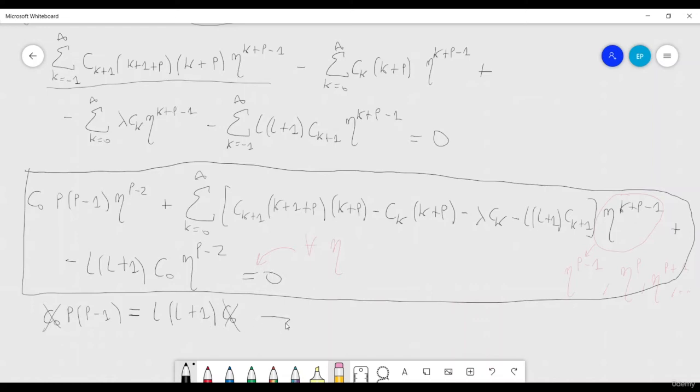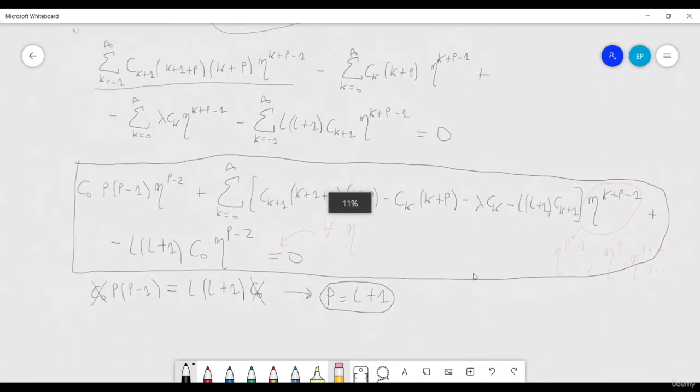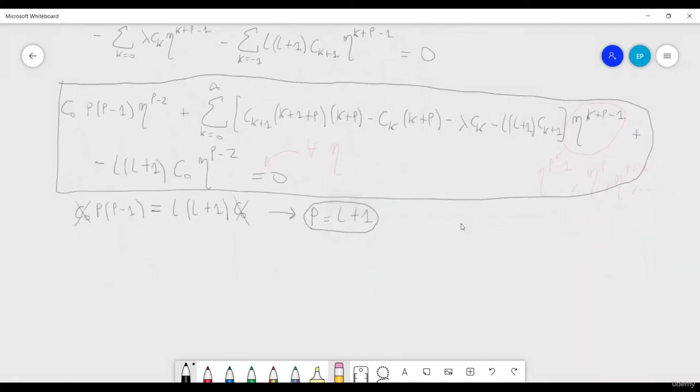But what this tells us, if you take a look at this expression, is that this gives us the value for P. P should be equal to L plus 1. Simple as that, because if you replace L plus 1 here in place of P, you will exactly get that expression there. So P should be equal to L plus 1.